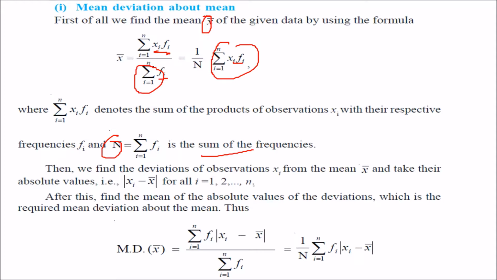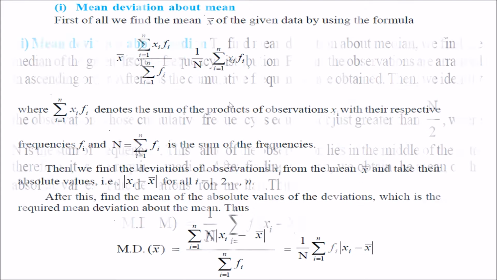So we find the deviation of this xi now, because we have just found the x bar. We find the deviations of xi with x bar, like xi minus x bar, and then we take the absolute value of the deviation, which gives the required mean deviation from the mean. So sigma fi times the absolute value of xi minus x bar, adding it up, divided by sigma fi, and we know that this is nothing but the capital N, that is, the total number of elements.